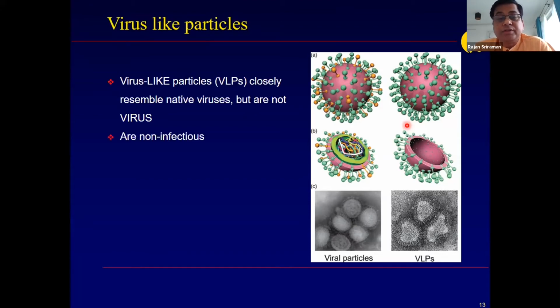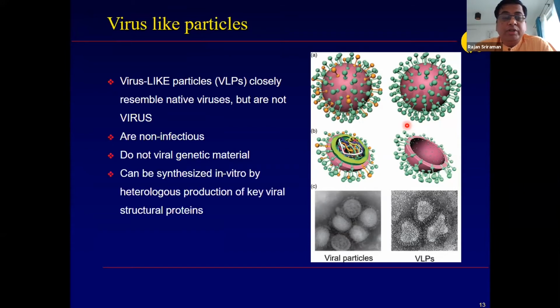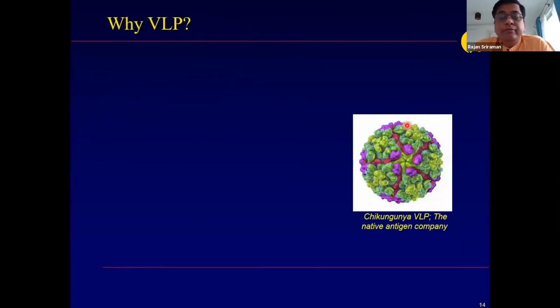They are not infectious. They do not contain any of the genetic material and can be synthesized in vitro because, as I was detailing earlier, the virus structure is a repeated assembly of a subunit. So if you can produce a subunit, you could assemble a virus. Now, that assembly of a protein in a heterologous system is the key to virus-like particle as a technology. So why do we do a VLP and why not grow the virus itself?